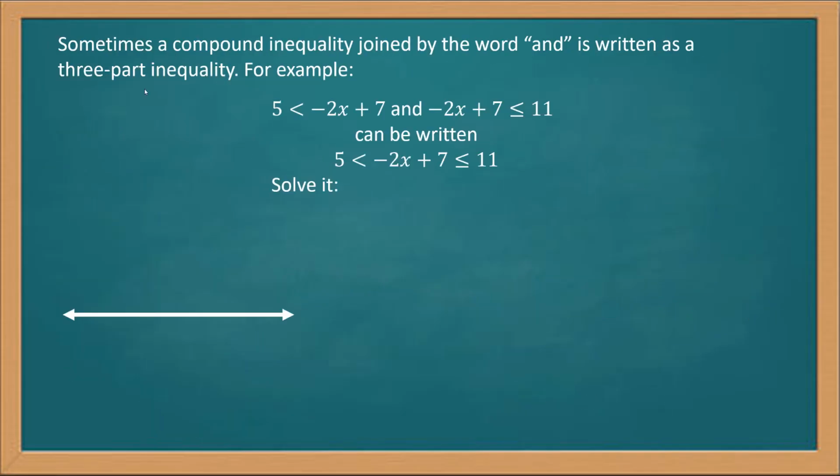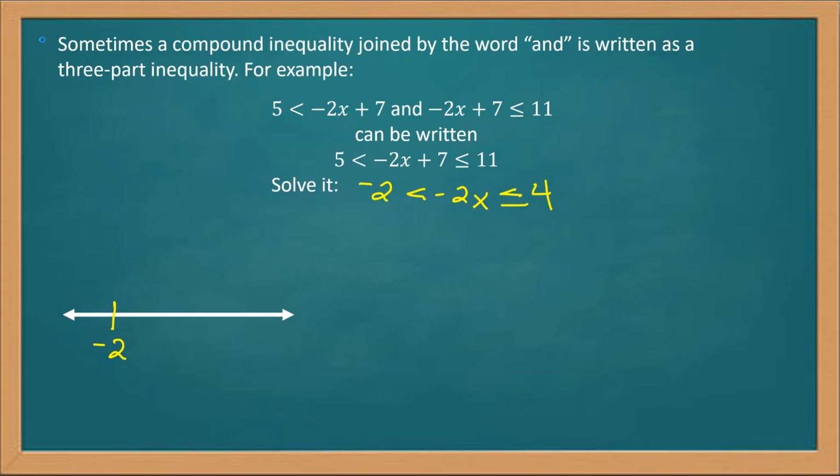Sometimes a compound inequality joined by the word "and" is written as a three-part inequality. For example, if you have 5 is less than -2x plus 7 and -2x plus 7 is less than or equal to 11, you can just write that without the "and," putting that -2x plus 7 in the middle. So to solve this one, you're going to start by subtracting 7 on all three sides. So you're going to have -2 is less than -2x is less than or equal to 4.